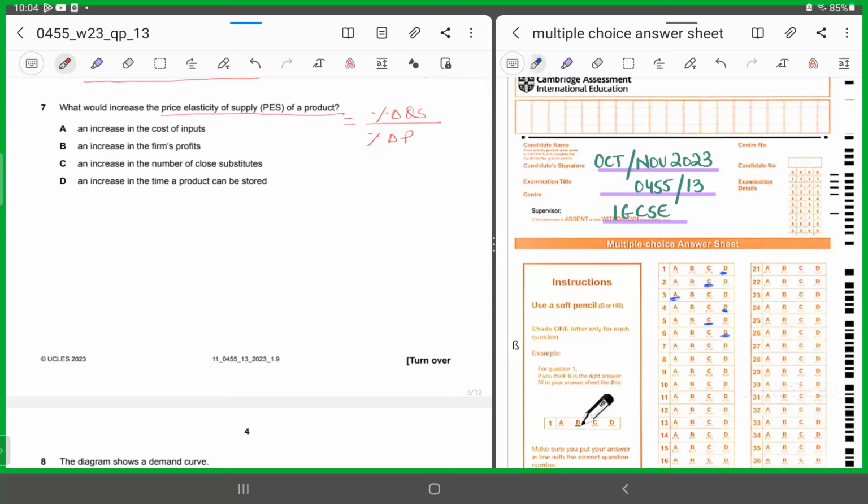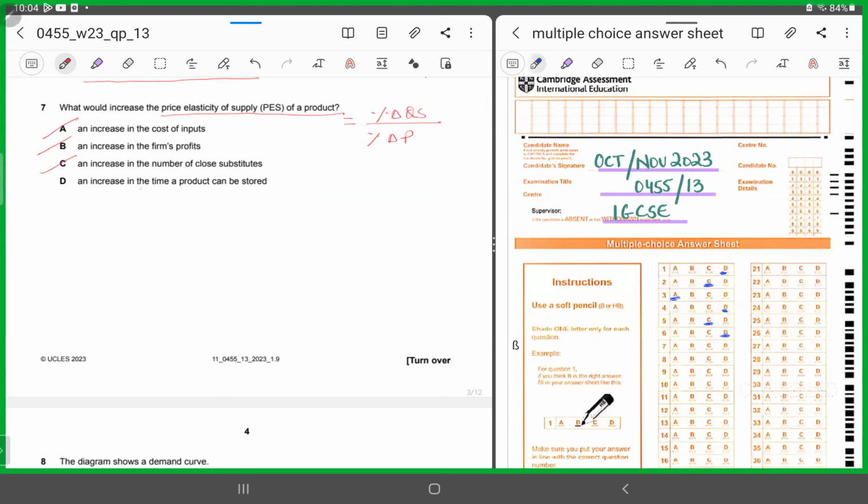And if there would have been an increase in the cost of inputs, that's not related to the price elasticity of supply, that would increase the cost of production. Increase in the firm's profit will cause you to produce more, and it's not related to the price elasticity of supply. Increase in the number of close substitutes: that's again related to the demand of your product. So C can be chalked off.